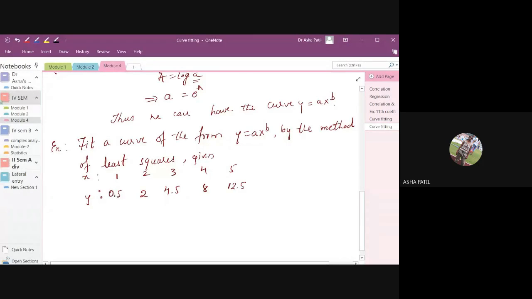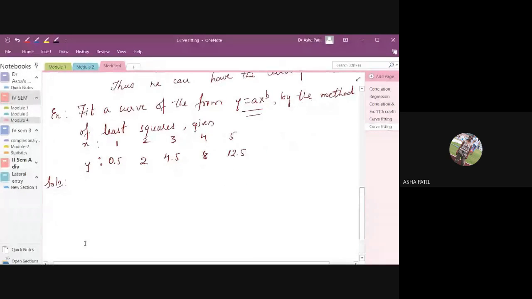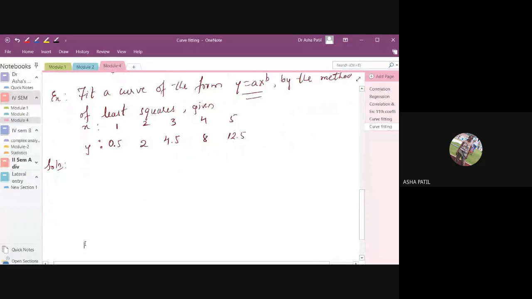So with this data, if you fit a curve of the form y equal to a x raised to b, don't directly go for putting your table. First, write the normal equation. Then you will come to know what all values you need. Then you can go for writing your equations and whatever table is necessary for you. So for that, first let us write the normal equation.